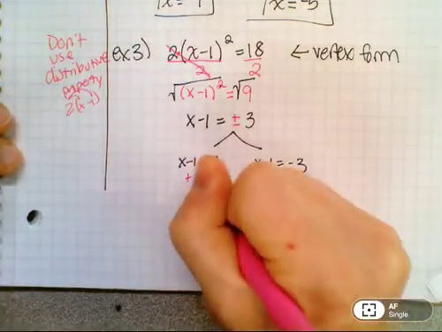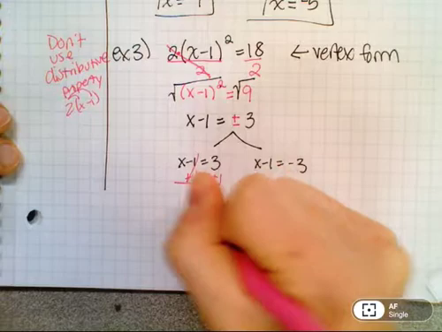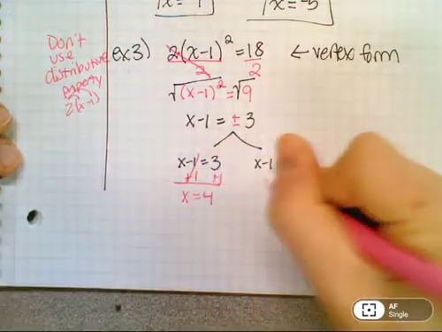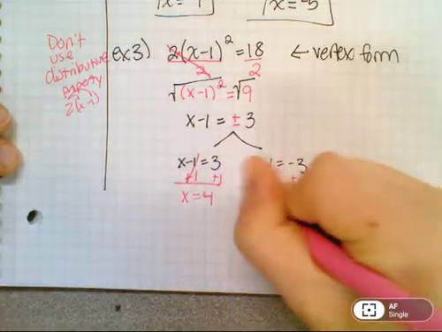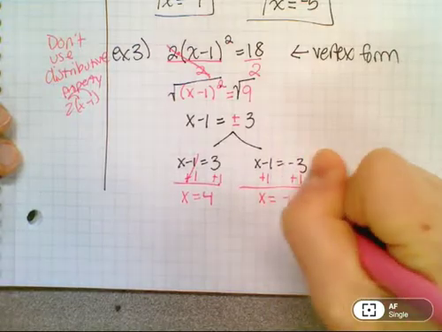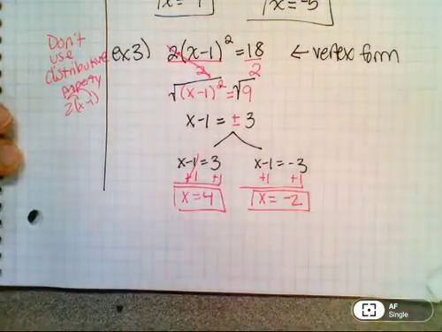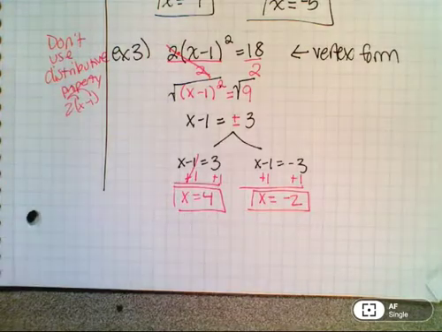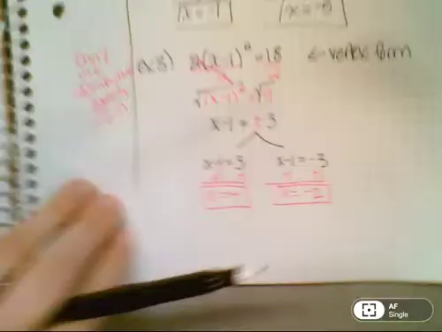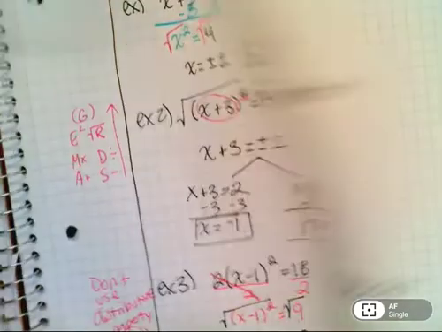So to finish this, we've got adding 1 on both sides, x could equal 4. Add 1 on both sides here, and we get negative 2. So our answers here are 4 and negative 2. One more example. I'm going to turn the page.